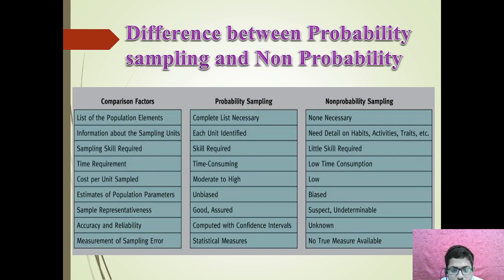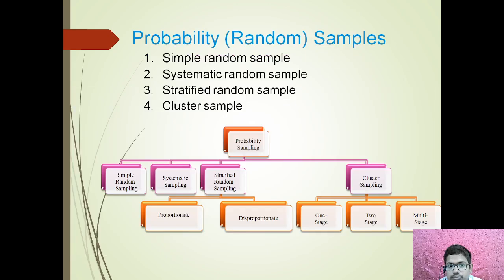Cost per unit sampled is moderate to high, whereas in non-probability sampling it is very low. Estimates of population parameters are unbiased, whereas non-probability sampling will be full of bias. Then sample representativeness: probability sampling is good and assured, whereas in non-probability sampling it is suspect and undeterminable. Accuracy and reliability in probability sampling can be compared with confidence intervals, whereas in non-probability sampling we cannot predict the results, which are unknown. Measurement of sampling error, which is a statistical method: in probability sampling it is available, in non-probability sampling no true measure is available.